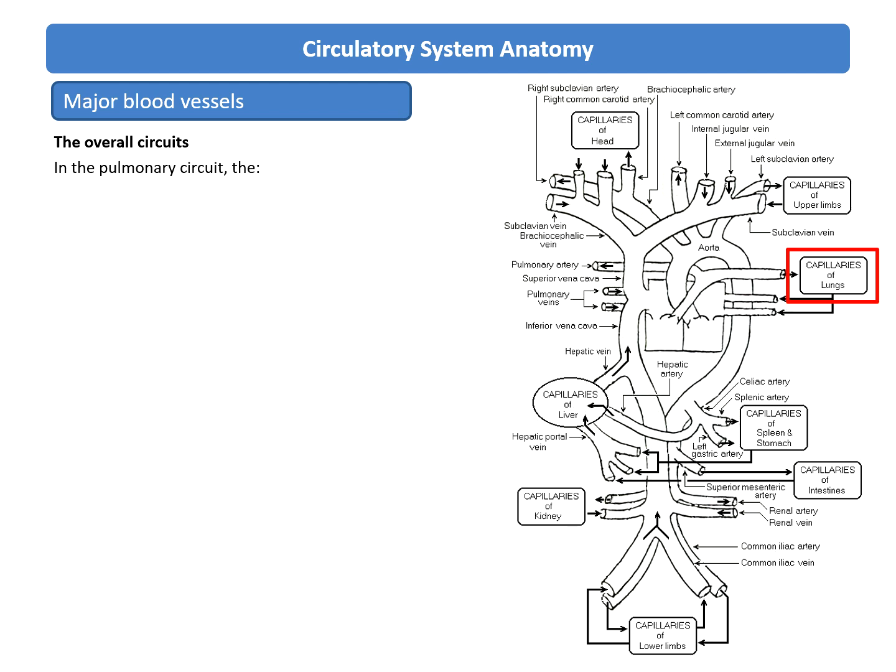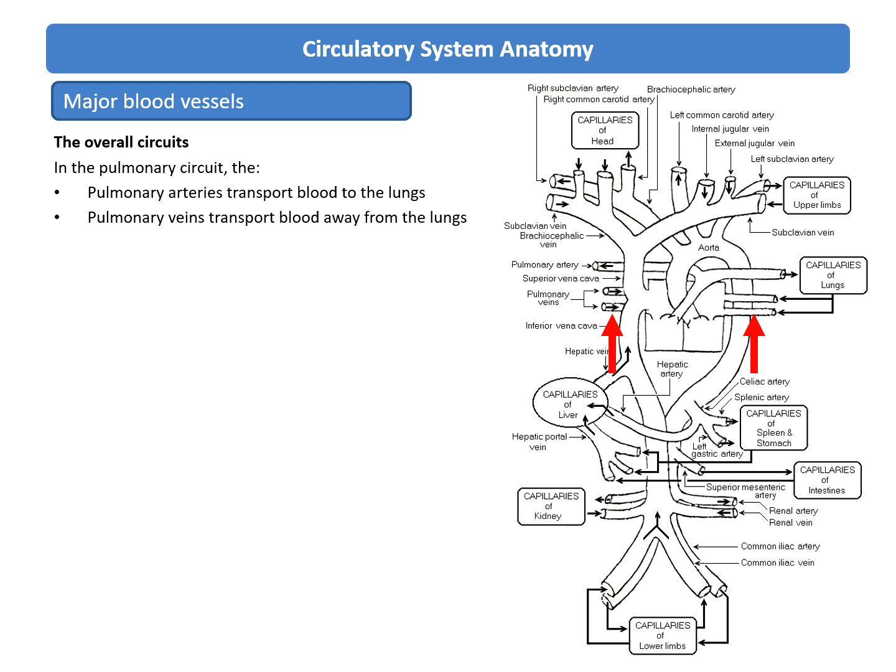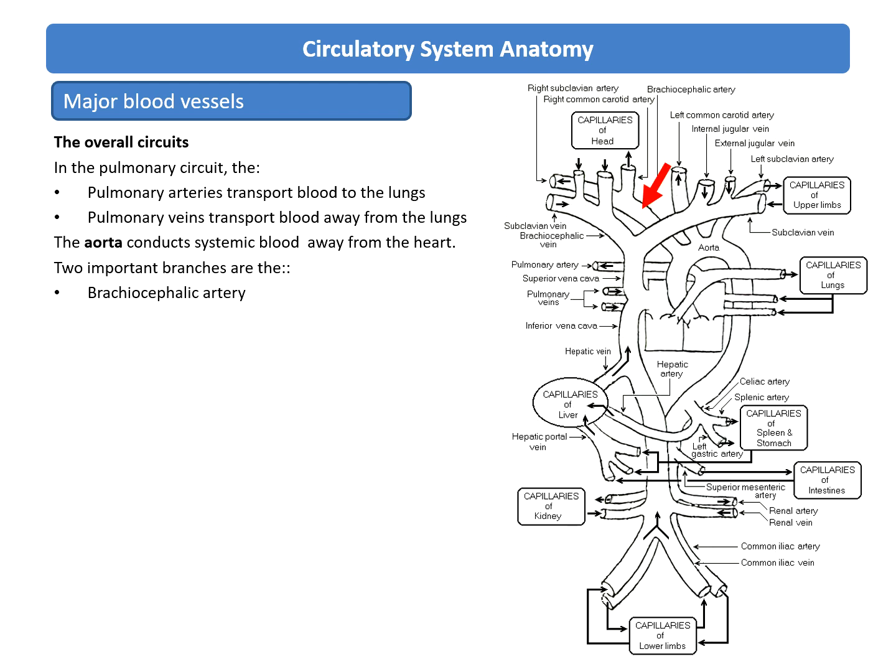In the pulmonary circuit, through the lungs and back, pulmonary arteries transport blood to the lungs. Pulmonary veins transport blood away from the lungs, back to the heart. In the systemic circuit, the aorta transports blood away from the heart. Notice the aorta extends anteriorly or superiorly toward the head, then curves and extends downward in the thorax and continues into the abdomen. Two important branches are the brachiocephalic artery and the celiac artery.